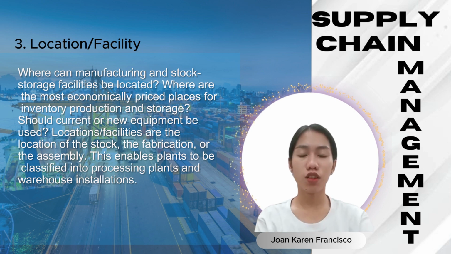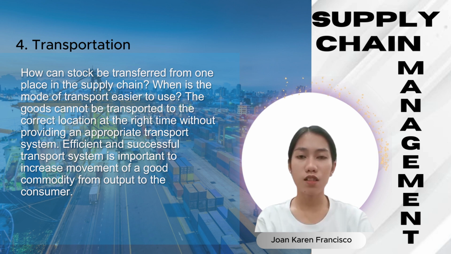Third is the location or the facility. Manufacturing and stock storage facilities can be located in various places, considering factors such as cost, accessibility, and proximity to suppliers and customers. Economically priced locations for inventory production and storage include areas with lower labor costs, tax incentives, and accessible transportation networks. Locations can be classified into processing plants and warehouse installations. Example, a company storing inventory may choose a warehouse location near a major port or transportation hub to reduce transportation costs.